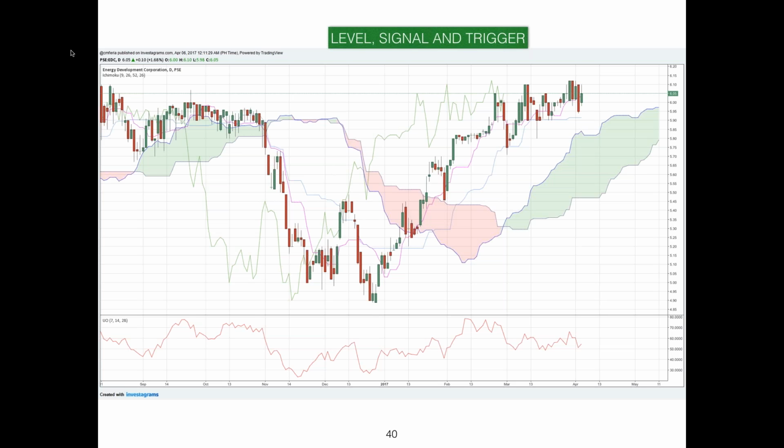So the level tells you where to buy. The signal tells you when you're about to buy. The trigger tells you to actually make that buy, or to actually buy that position.